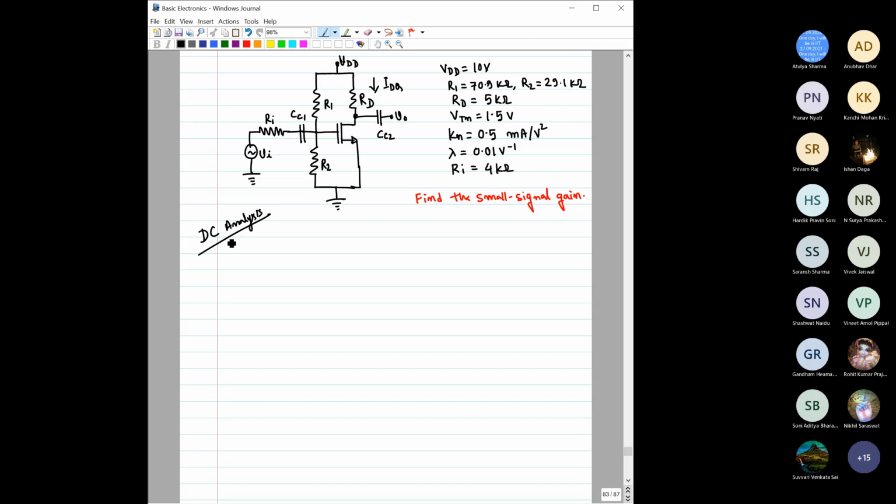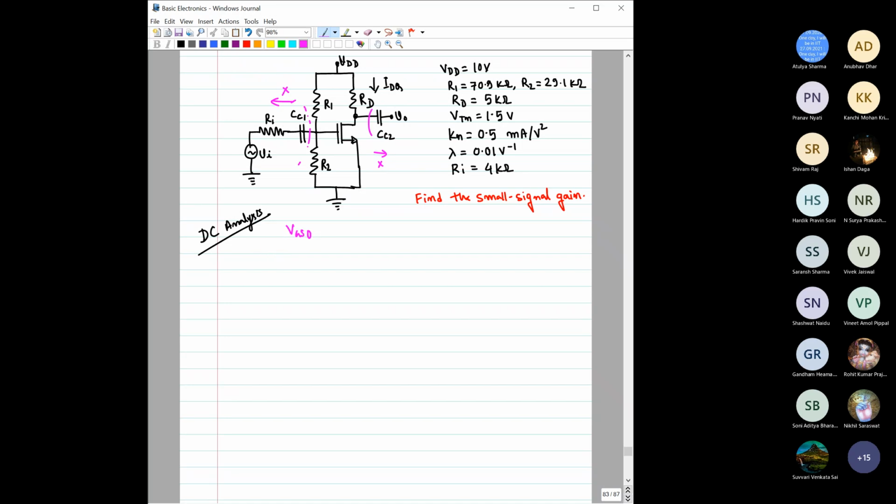So let us first do the DC analysis, and we know that during DC analysis all capacitors would be open circuit. So for the DC part, this part is neglected. Similarly, this part is also neglected because these are open circuit. So you have only the middle part of this. Let us now focus on this. How to start with that?